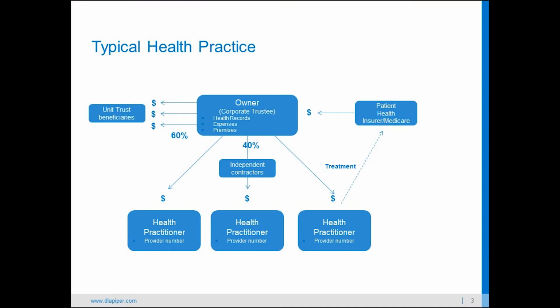Then I'm going to go through a worked claim example. Now, hopefully you can all see that diagram. This is pretty much the standard way a health practice is set up. Now, I'm obviously not talking about a public hospital, or even particularly a large private hospital, but they generally follow this structure. You in the middle have the owner there, which is usually a corporate trustee.